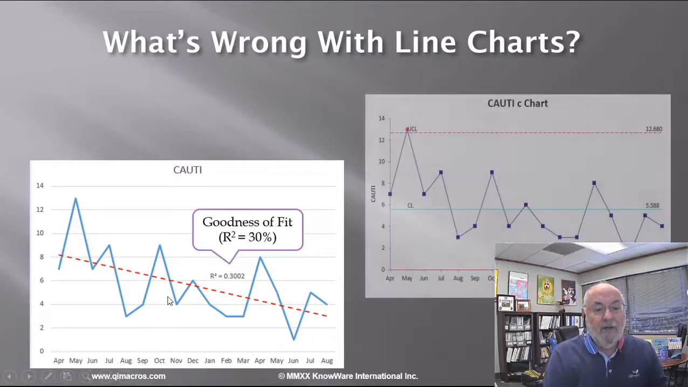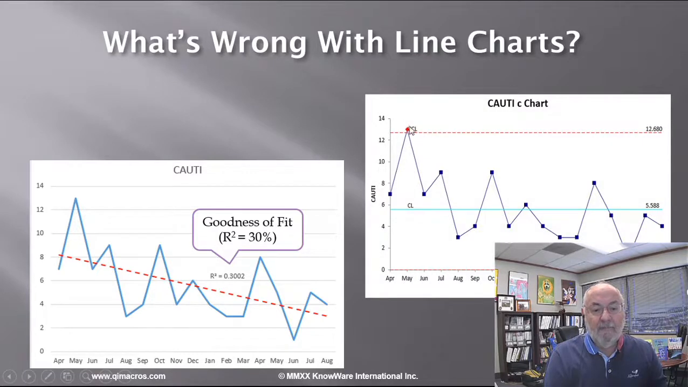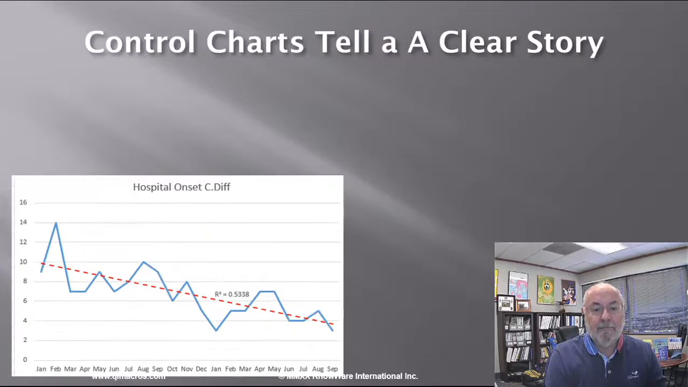If we put that into a control chart, what you'll see is that we had one out of control point, and the rest of the process was stable. There's no actual improvement in this improvement story. And that's the gap between a line chart with a trend line and a control chart. Control charts will tell you the truth, right? We got a nice stable process.